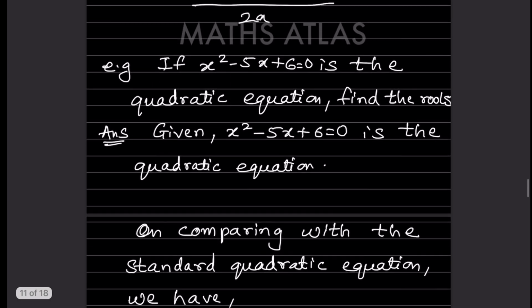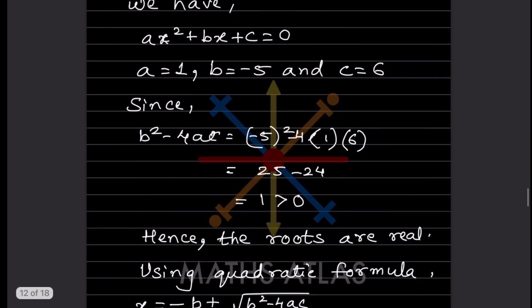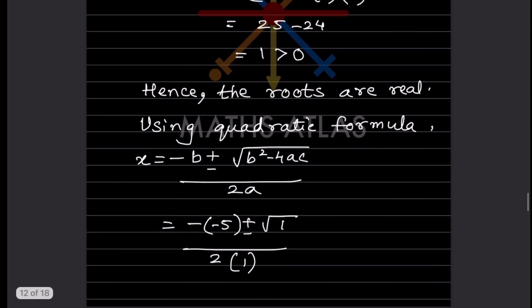Now you know b square minus 4ac is also called the discriminant. First let us see b square minus 4ac. Now you know the values of a, b and c, so you just have to plug in the values. b square means minus 5 square, minus 4 as it is, here a is 1 and c is 6. So minus 5 square is 25, and minus 4 times 6 is 24. So this is 25 minus 24, that is 1, which is greater than 0. Whenever it is greater than 0, the roots are real.